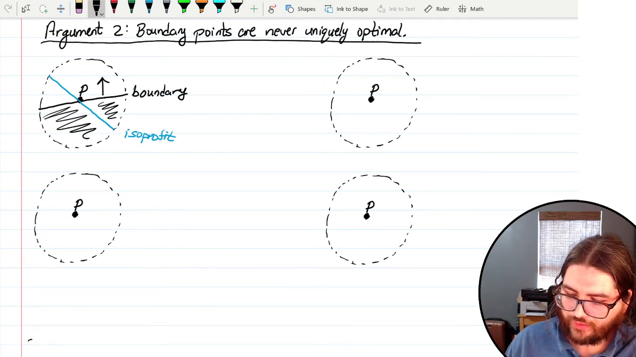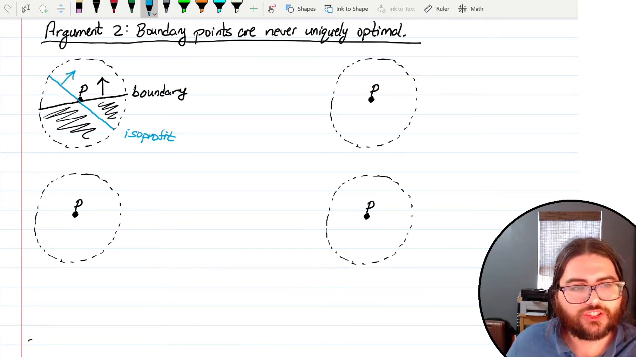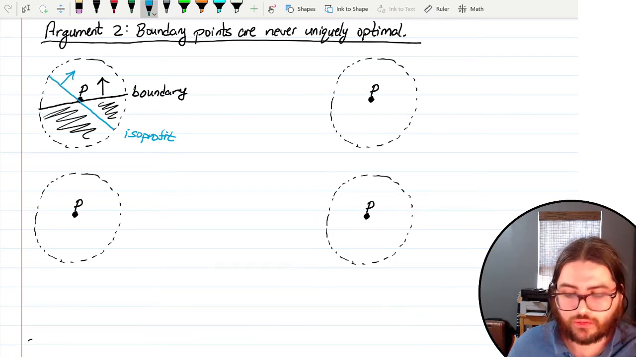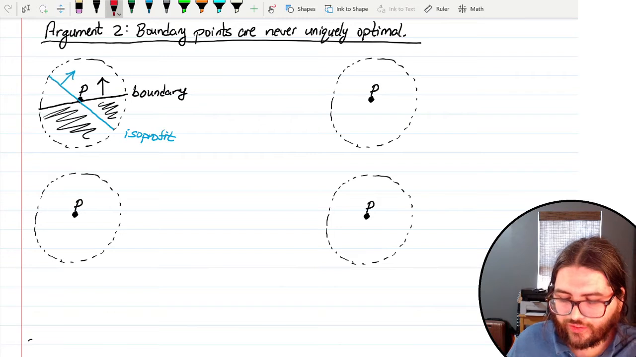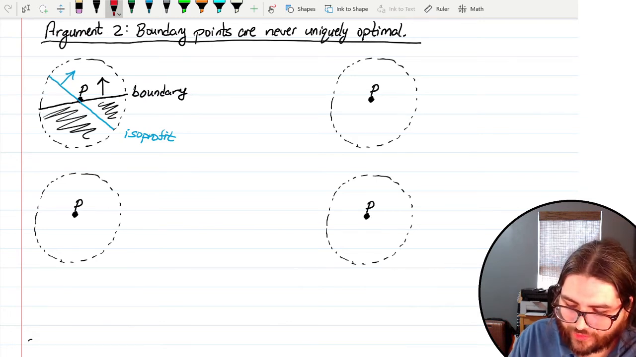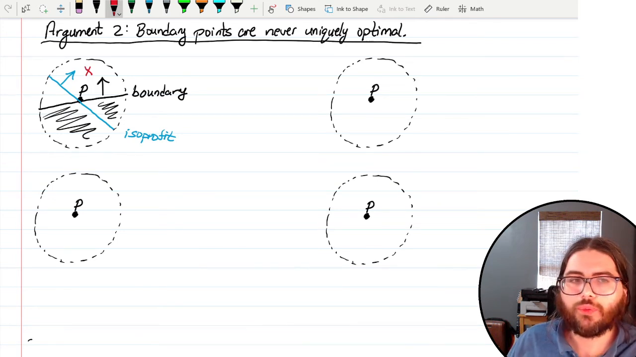Well, let me look at the isoprofit line now. Again, just for the sake of argument, I'm going to choose this direction. So isoprofit, and I've drawn the area which I'd like to move to. Everything in that direction is better. So is there a point in this circle which is better than point P? I think so. How about this one? You see how this point is better than point P?